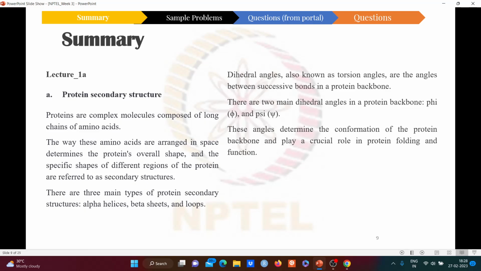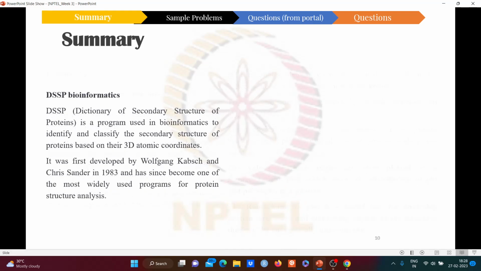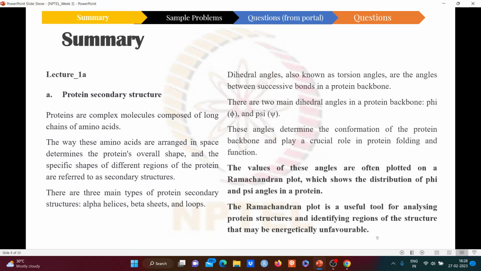The values of these angles are often plotted in the Ramachandran plot, which shows the distribution of phi psi angles in the protein. That is, what are the allowed combinations of phi psi in protein structure. So the Ramachandran plot is a useful tool for analyzing protein structure and identifying the regions of the structure that may be energetically unfavorable.